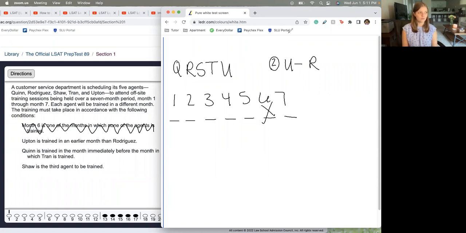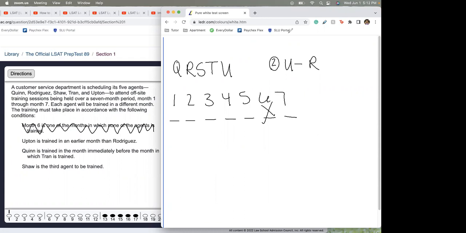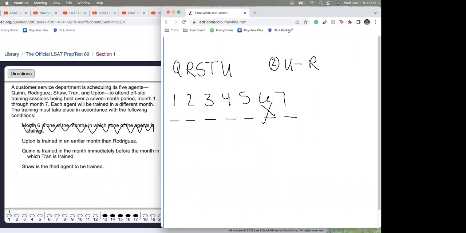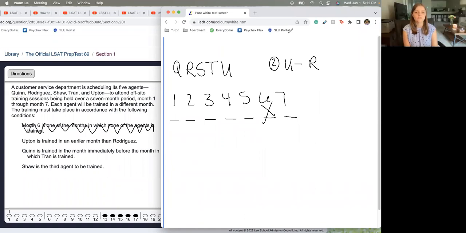How could we make worlds from this? How could we eliminate it so we don't have to think about it anymore? R cannot be in the first position. That's true. What else? Well, okay, I'll ask you this. If R can't be in the first position, which position can it be in? 2 through 5 and 7. Yeah, not 6.